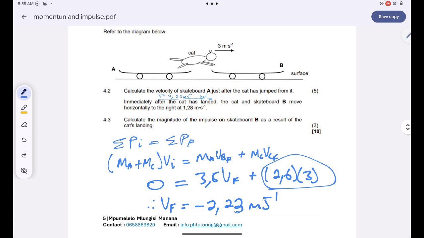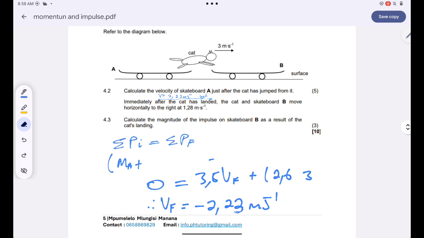Okay, immediately after the cat has landed, the cat and the skateboard move horizontally at the speed of 1.8 meters per second. Calculate the magnitude of the impulse on skateboard B as a result of the cat's landing. Okay, but for the impulse, right?